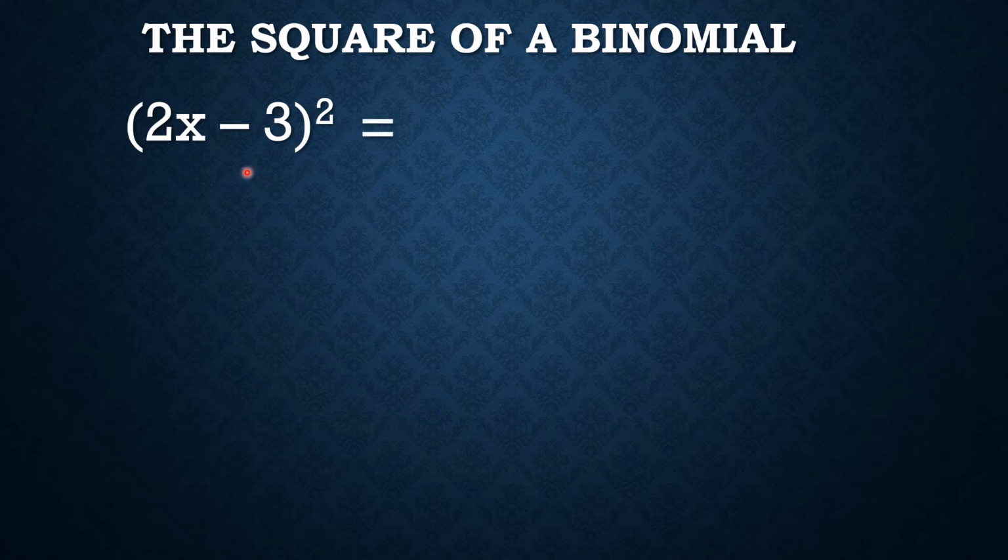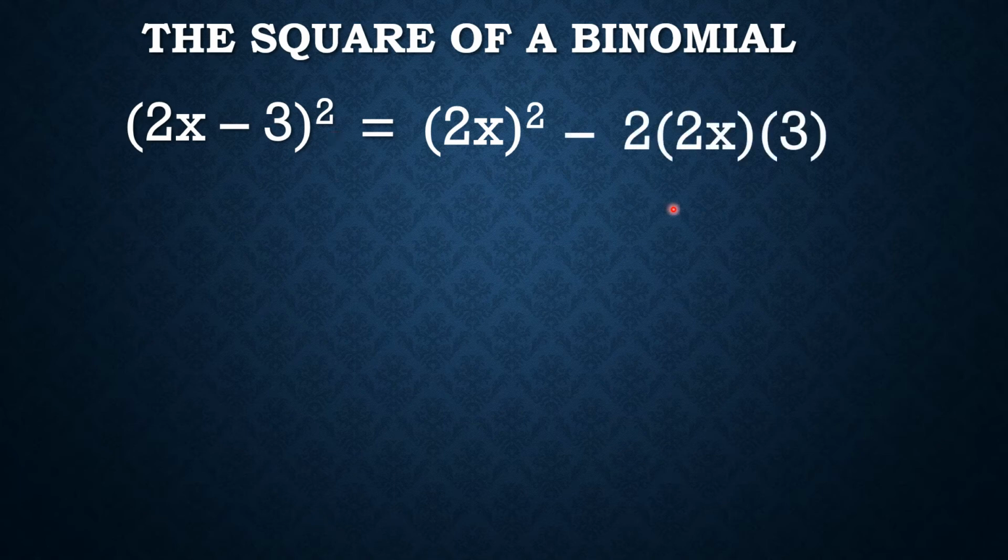Now, ang gagawin lang natin is to square the first term. So, we have this, okay, minus twice the product of the first and the second term. So, multiply natin si 2x, tsaka si 3, and then times 2. Okay. Next is to square the last term. So, we have 3 squared.